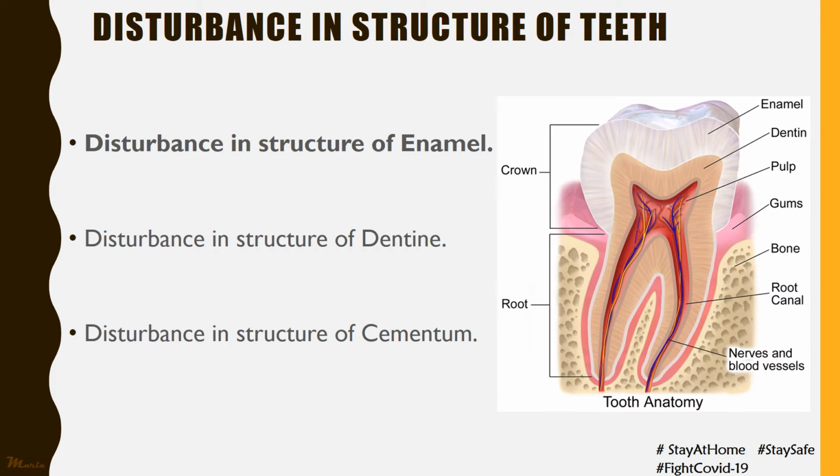So as we are all aware, teeth is a complex structure made up of different components. All these components are hard tissue, namely enamel, which is forming the bulk of the crown, dentin, which is forming a part of the crown and the bulk of the root, and the cementum, which is covering the outer surface of the root. So developmental disturbances can occur which can affect the structure of enamel, dentin or cementum.